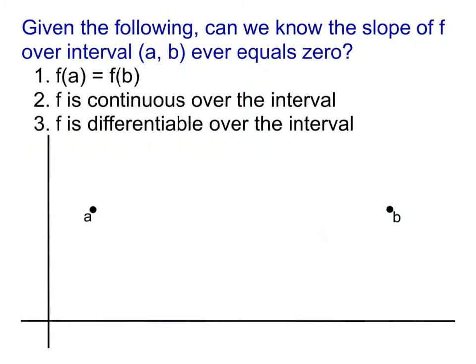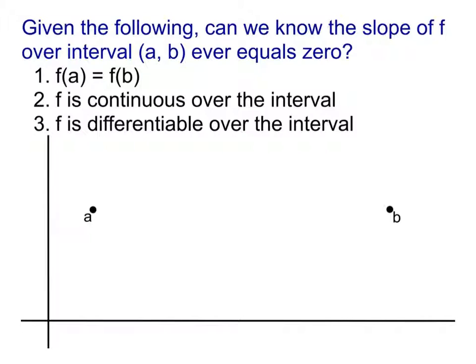So can you think of a way now where we could draw a graph that meets all three requirements, but we would never hit a slope of 0? So the question comes up, could we do this? Well, at corners it's not differentiable. So close, but not quite.